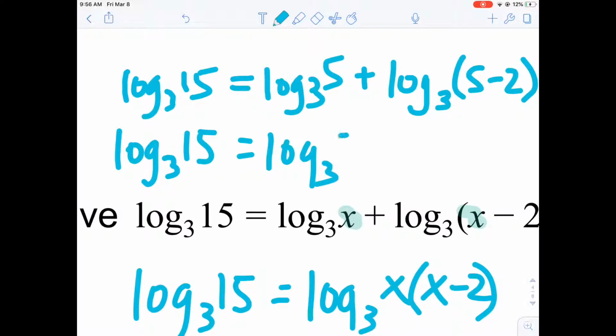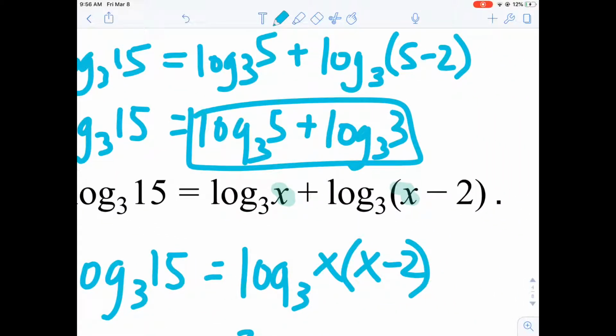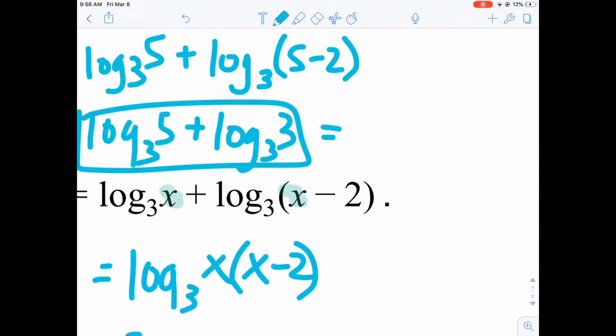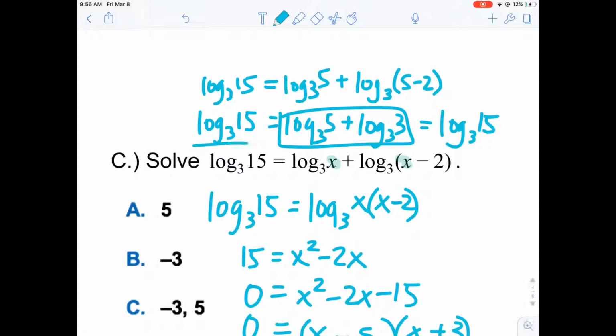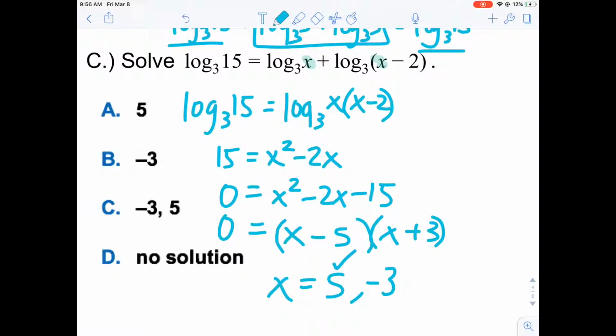We'll keep it like that. We'll simplify. 5 minus 2 is 3. The product property still works here, and lo and behold, 5 times 3 gives us 15. So see how it's the same thing? So that means that 5 is a good solution for this problem.